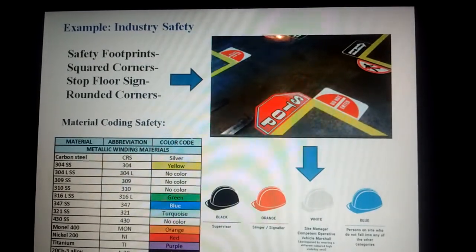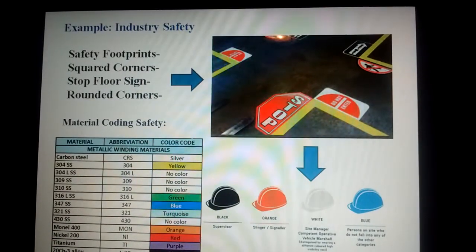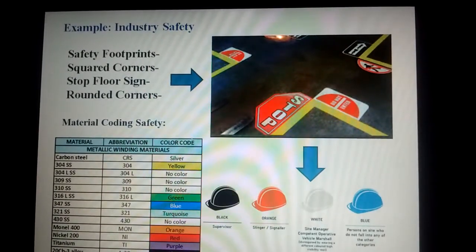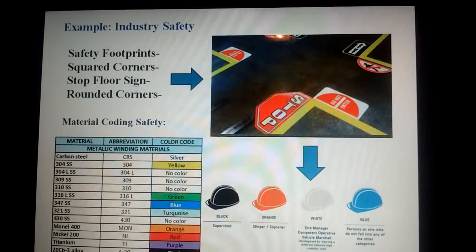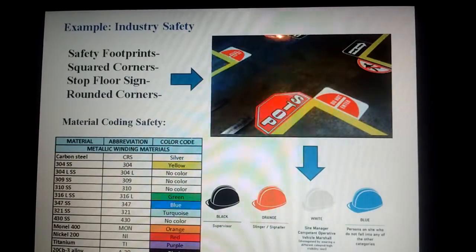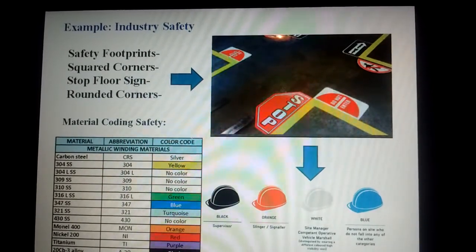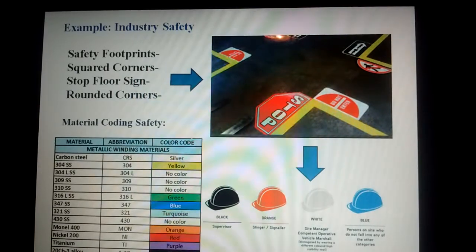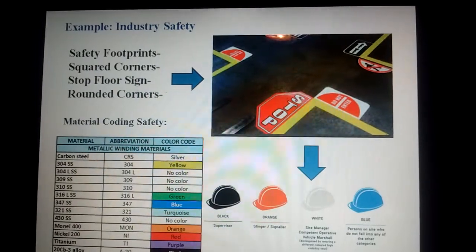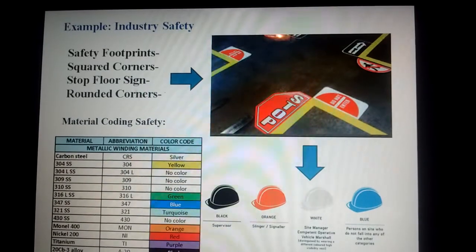Then the rounded corners. Some facilities prefer rounded corners to make a smoother and cleaner look. Whether square or rounded, marking corners is very important for industrial safety. Even the stop floor sign, in some situations it is easier for people to see a stop sign placed on the floor than it is to see one on the post. So these are the different symbolic representations present in the industry for safety, for humans, for machines, and for other persons.